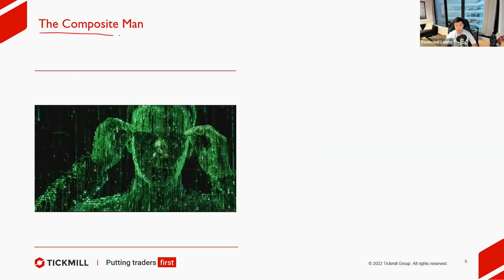There's this idea of the composite man when it comes to Wyckoff. The composite man is basically like Neo in the Matrix, or maybe Agent Smith. It's an invisible hand that tries to manipulate the market.